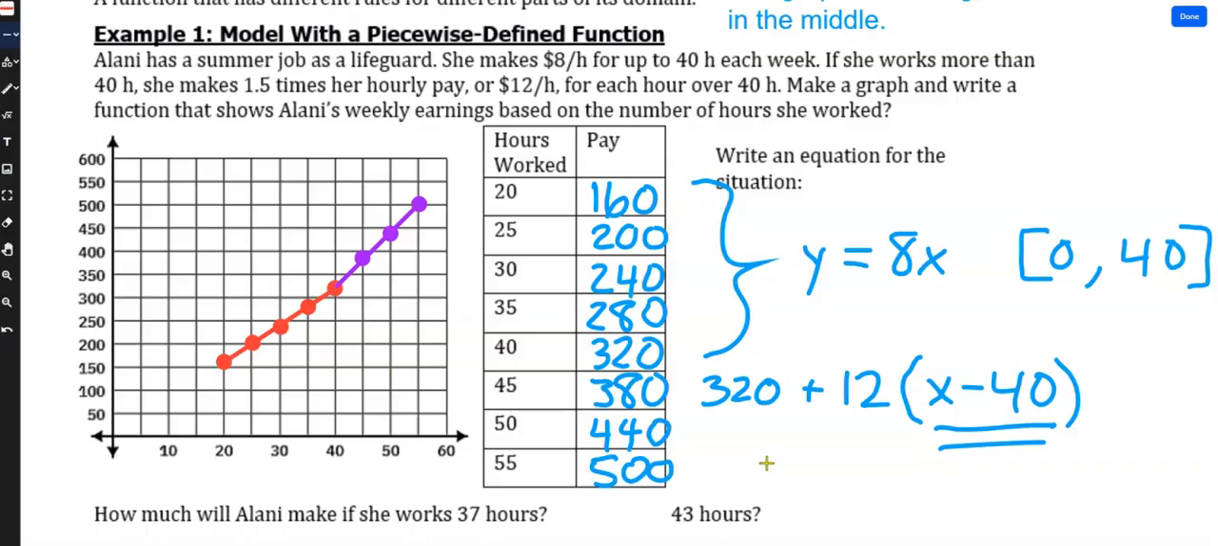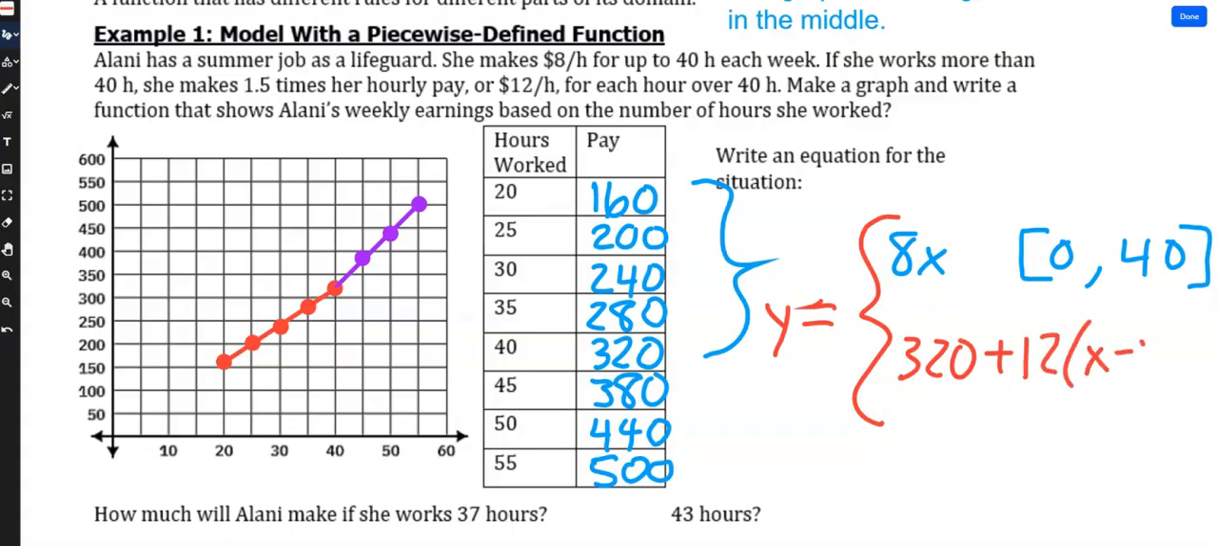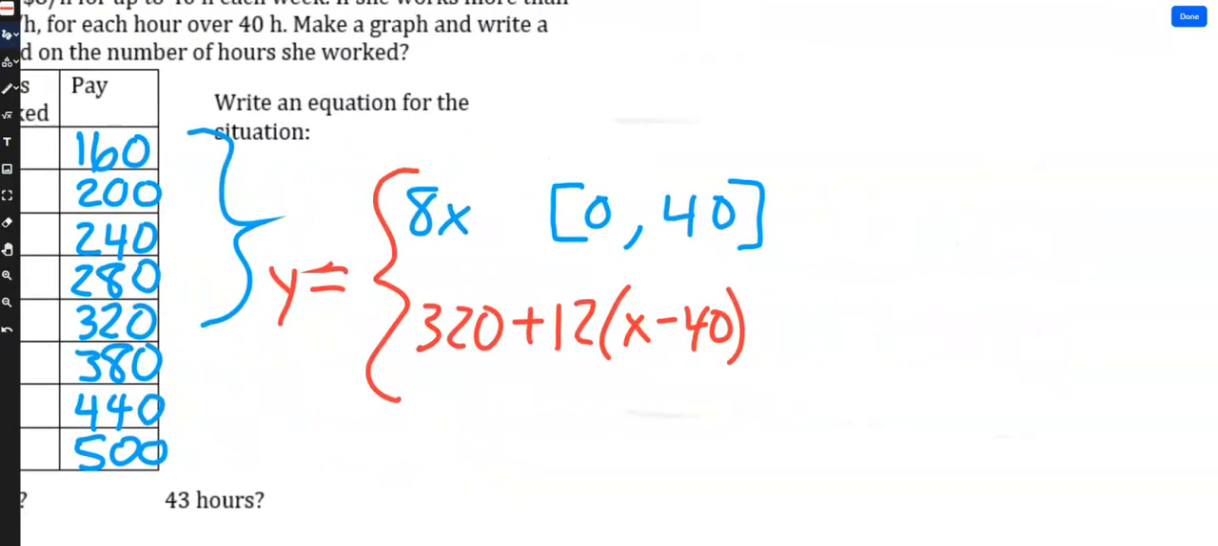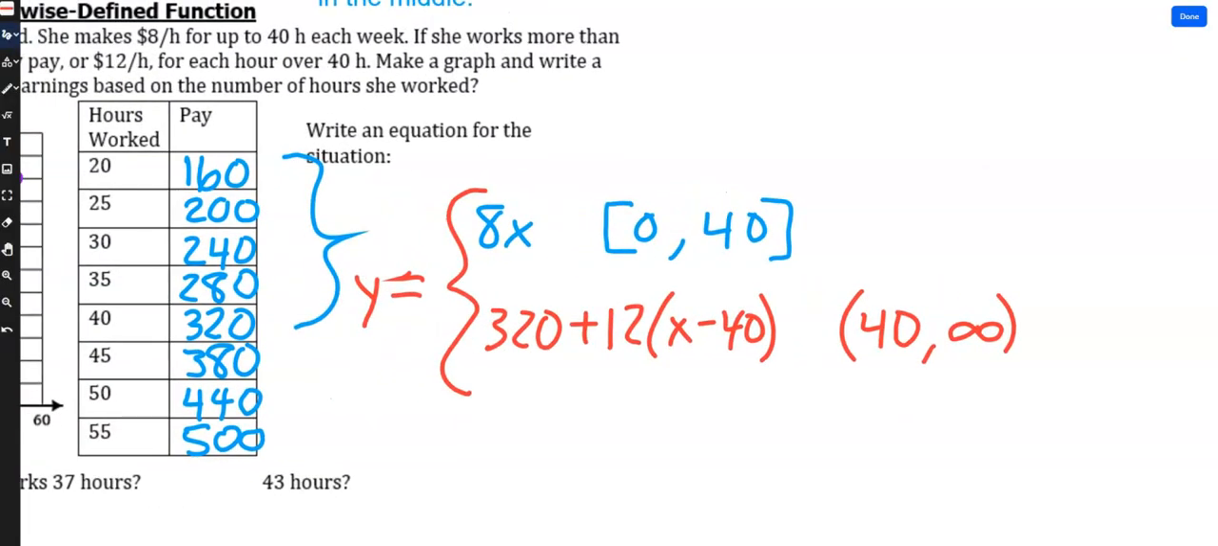So maybe I should redraw this a little bit. Maybe I should say y equals, and use a brace, and that would be from 40 hours, technically to infinity, but we know you don't have that many hours in a week. So let's see here. If you worked 24 hours a day for 7 days a week, you'd get to 168. So we should change that to 168.